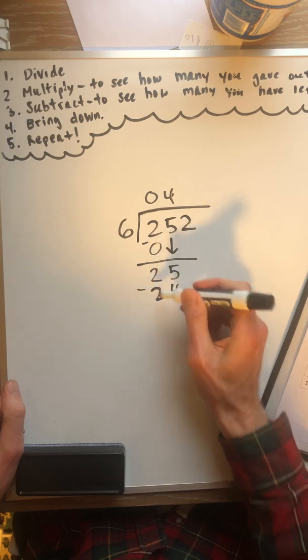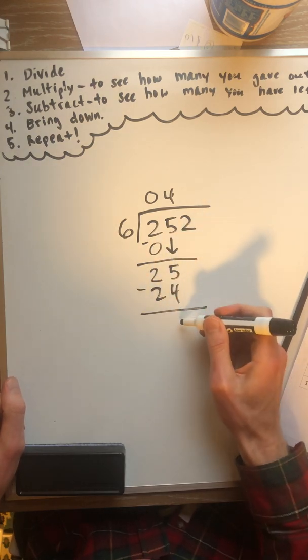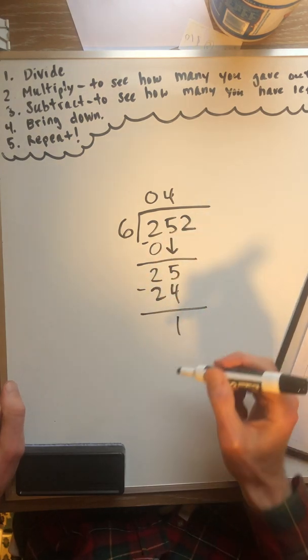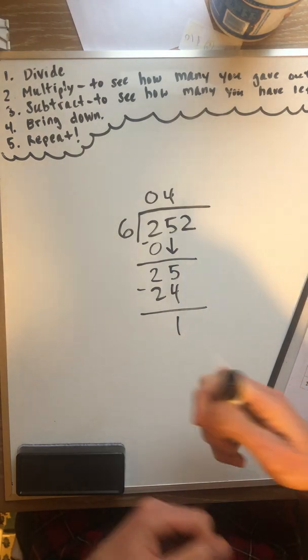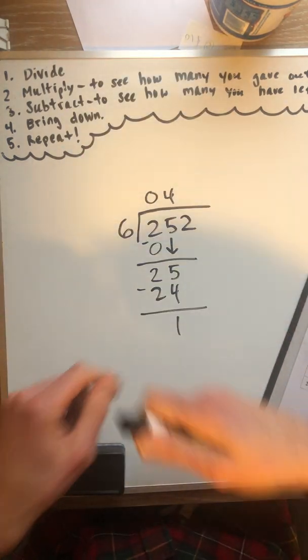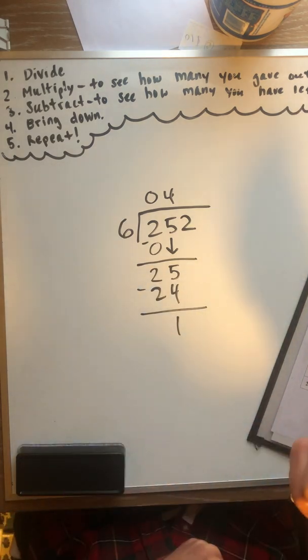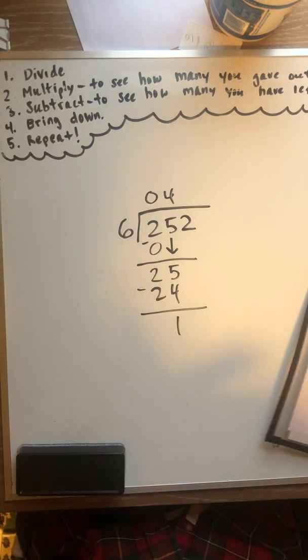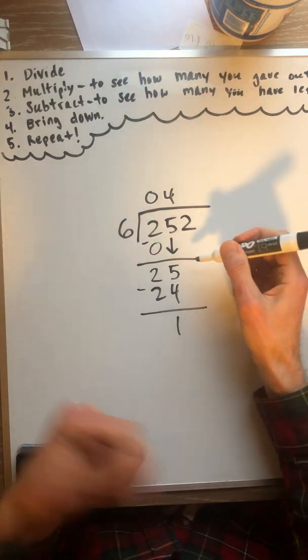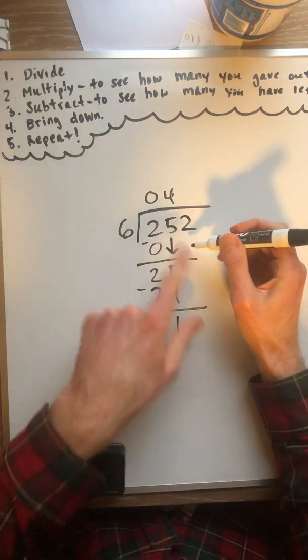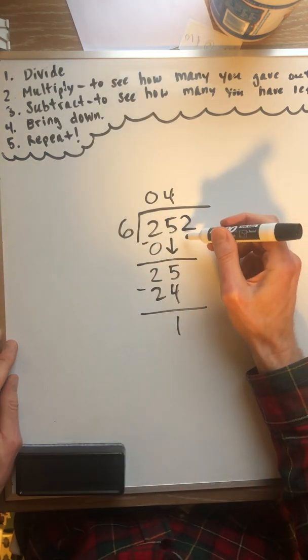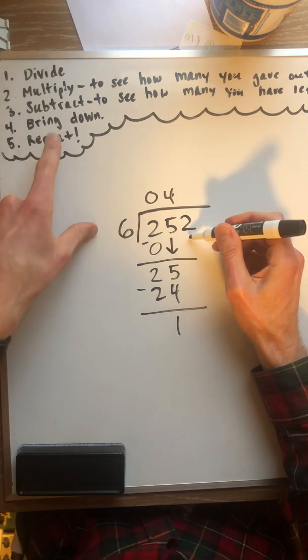Now we subtract to see how many he still has. 25 minus 24, that's 1. So that means he still has a 10. Each person in the group just got 4 tens. That's also known as $40. But he still has a 10. He's like, I don't know what to do with this one. So he goes to the bank, he gets 10 ones, and he's like, okay, well, let's divide up the ones. And now we're on the ones. Bring down.